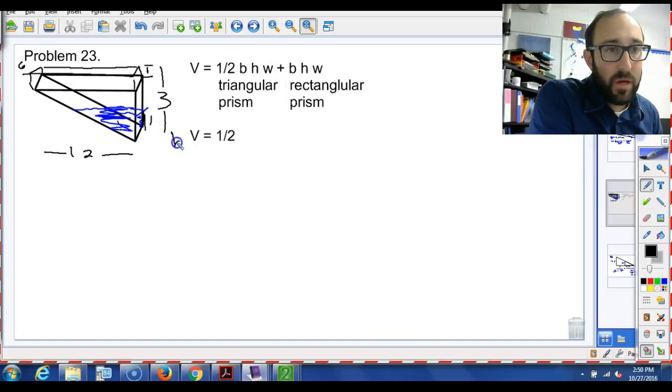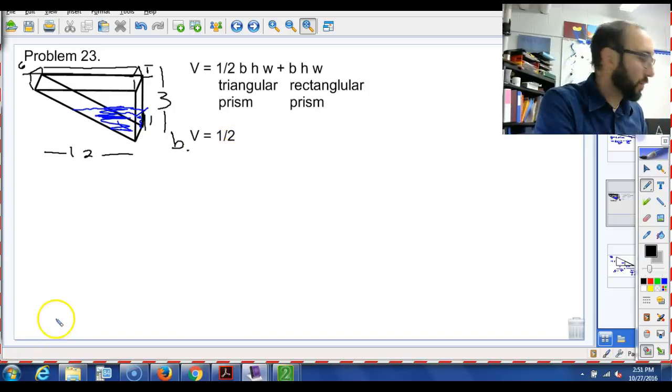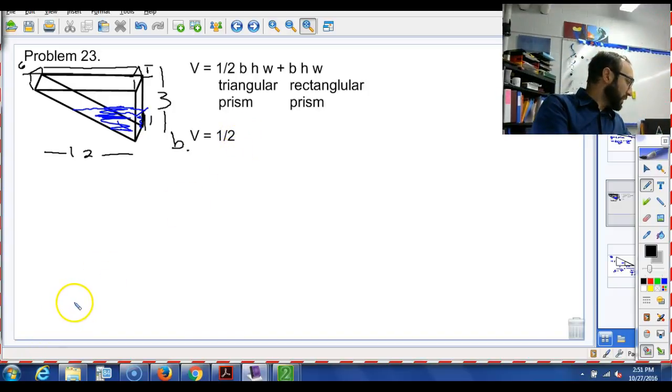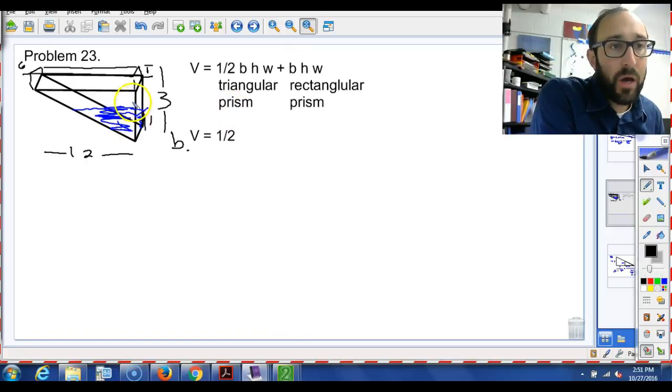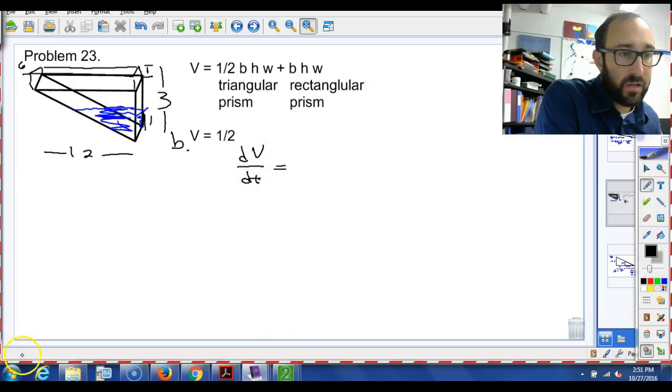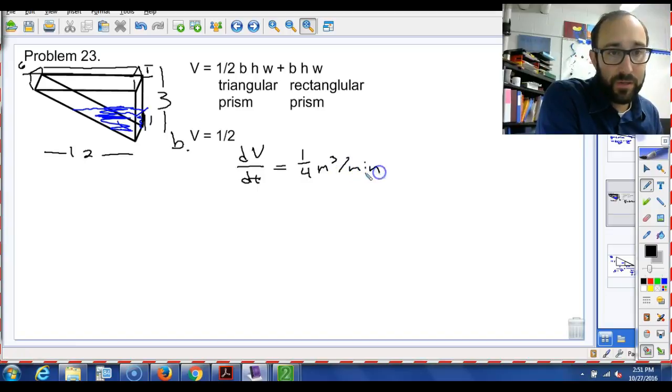So part B, it says, what is the rate at which the water is rising up? At what rate is the water level rising? So we want to know how fast is it going up right here, right? So the things that we know, do we know dV dt? Yes, dV dt equals 1/4 of a meter cubed per minute. That was right in that picture, okay? So we know dV dt, and we're going to use this formula.